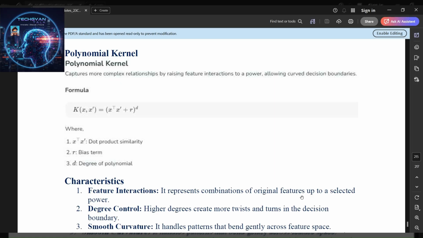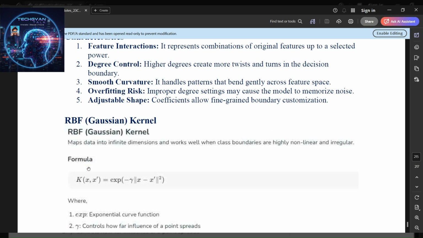Polynomial kernel. So, what is the polynomial kernel? It captures more complex relationships by raising feature interactions to a power, allowing curved decision boundaries. The formula is given by k(x, x') = (xᵀx' + r)^d, where xᵀx' is the dot product similarity, r is the bias term, and d is the degree of the polynomial.